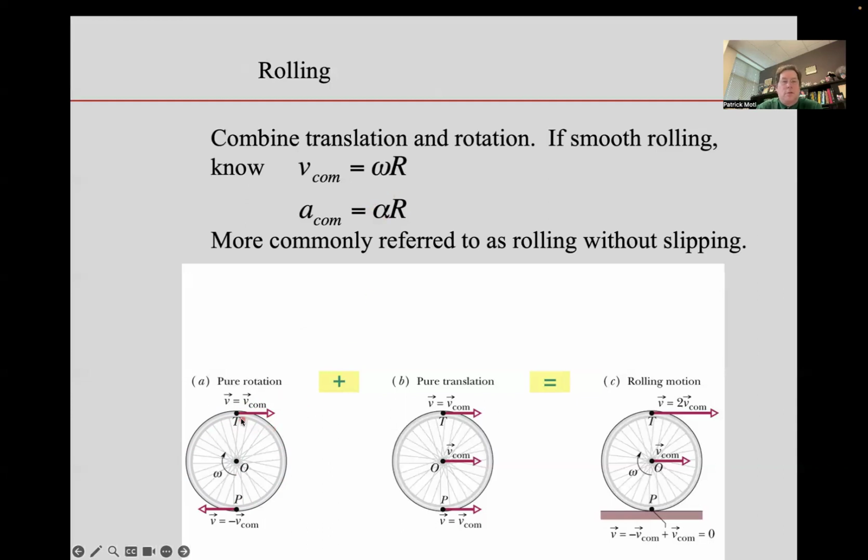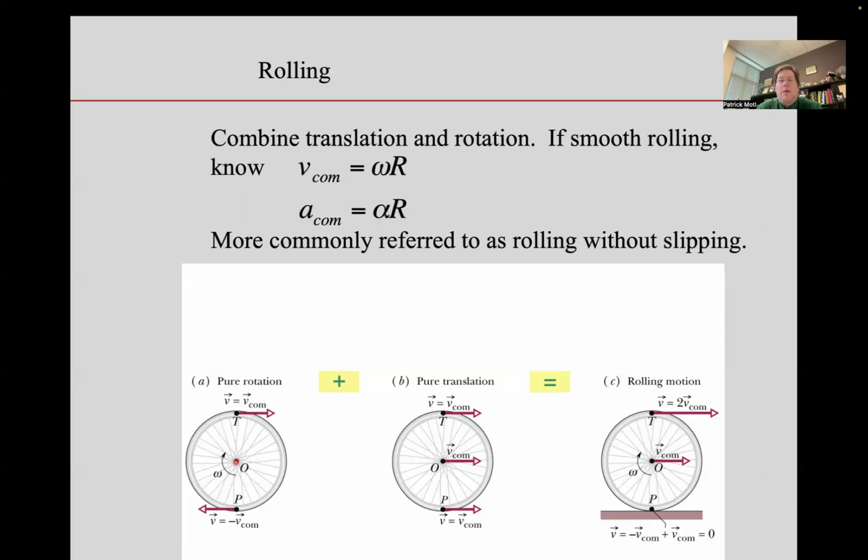In particular, just look at top, center, bottom. At this instant in time, due to rotation, the top of the wheel is moving to the right with v-com. The bottom of the wheel is moving to the left with a velocity minus v-com. And the center of the wheel, since r is 0 there, is not moving.